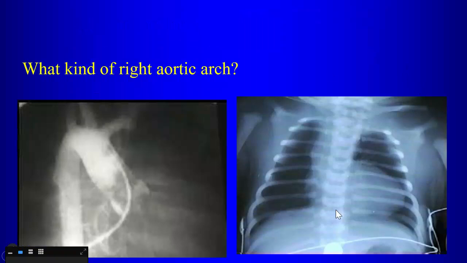Another patient with a right aortic arch is the chest radiograph. What kind of right aortic arch is this? Well, what's the first branch here coming off? Yeah, that's the left brachiocephalic artery is the first branch coming off. Right? The next branch, right common carotid, and then right subclavian. So what kind of arch is this? What do we call this?